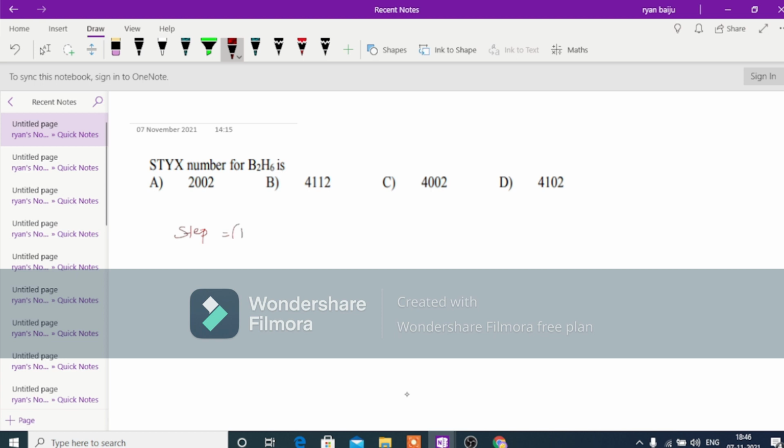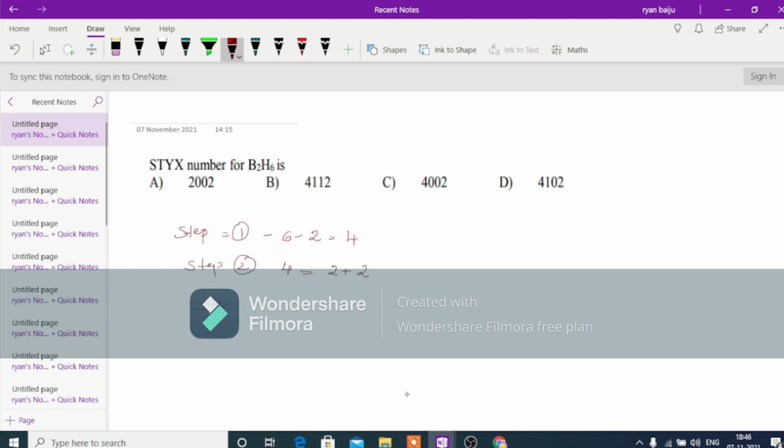Step 1 is the difference between the number of hydrogen atoms and the number of boron atoms. The number of hydrogen atoms is 6, and the number of boron atoms is 2. Therefore 6 minus 2 is 4. Step 2: 6 and 2 are both even numbers. Then write 4 in the form of two even numbers. I am going to write 4 like this: 2 plus 2.